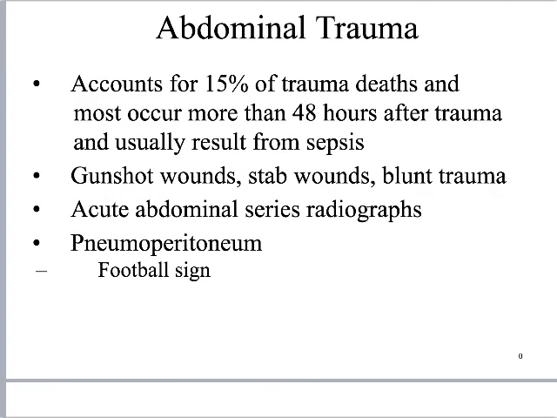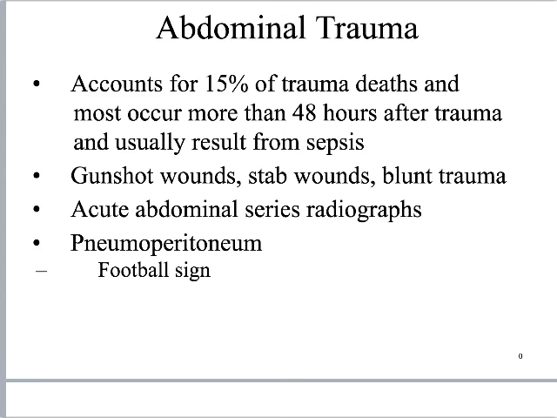So not a lot to say about the chest in terms of x-ray. Pneumothorax and atelectasis are two big ones. For abdominal trauma, there's really very little that we can see on x-ray. The one example might be a pneumoperitoneum. If there's air in the abdomen, we can assess that on x-ray.